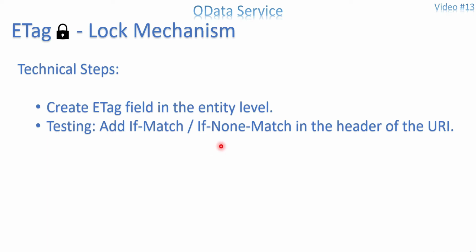In some scenarios, the UI says, whatever the user wants, I want to update it even if it is not matched. In that case, you have to use a header field called If-None-Match. What happens is it will skip the particular value. Even if your change time does not match, it will update the database table. We'll see both scenarios.